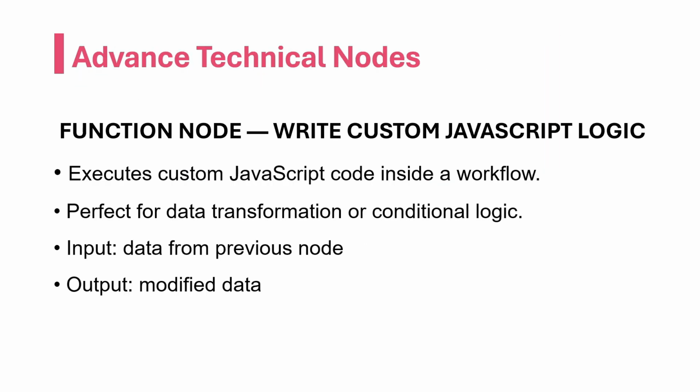So first of all, we will see what is function node. It is the most powerful tool in n8n. It allows you to write JavaScript directly inside the workflow. For example, if you receive a list of usernames and want them all in uppercase, you can use this short script. The function node gives you total control over data logic and custom formatting, just like a mini code editor inside your workflow.